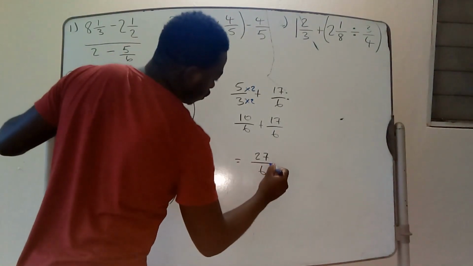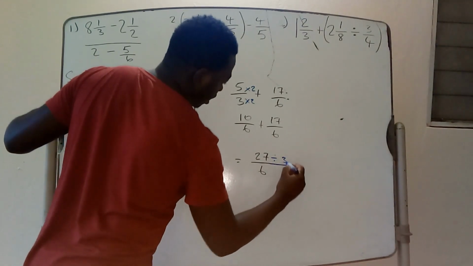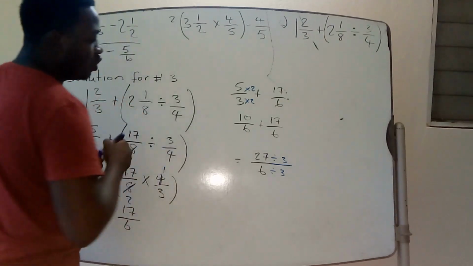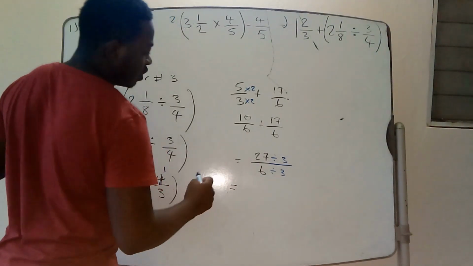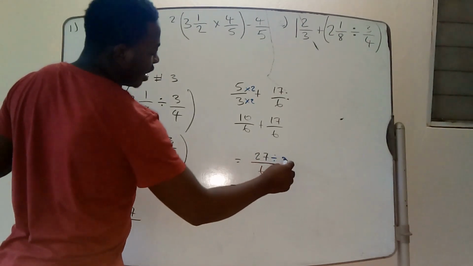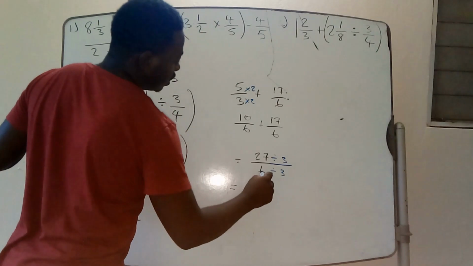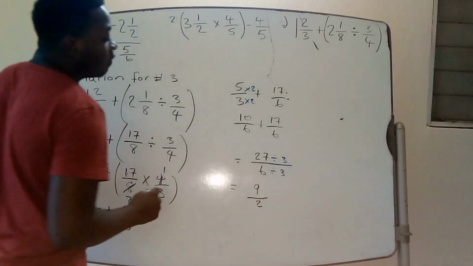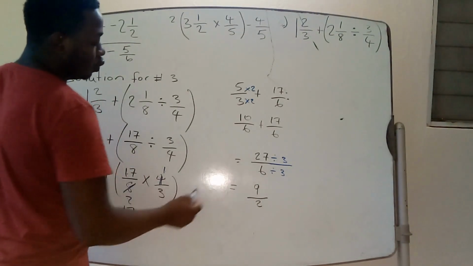So what I'm going to do is to divide the numerator by 3 and to divide the denominator by 3 to reduce a fraction to its lowest term. So my final answer is going to be 27 divided by 3, that's going to be 9, over 6 divided by 3, that's going to be 2. So now the fraction is in its lowest term, which is just 9 over 2.